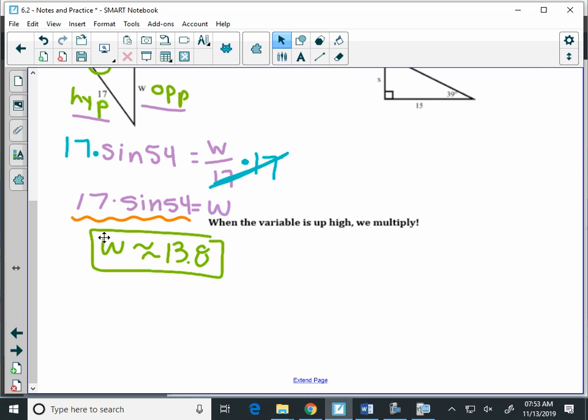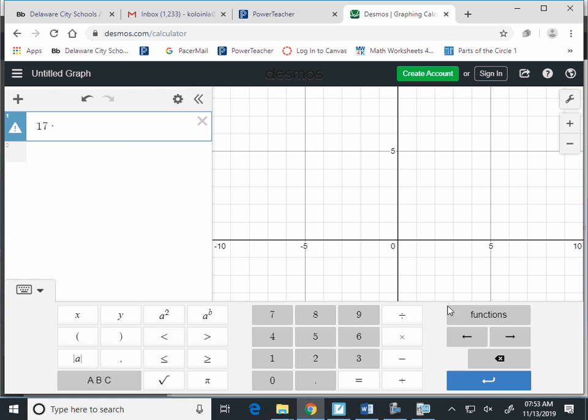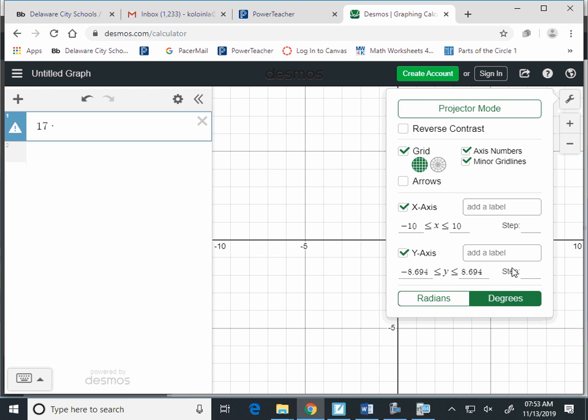How would you use Desmos? You are going to type it in the same way. 17 times. To get those sine ratios, you are going to go in Desmos and click function. You also have to make sure you're in degrees as well. So if you hit this little tool, hit degrees.